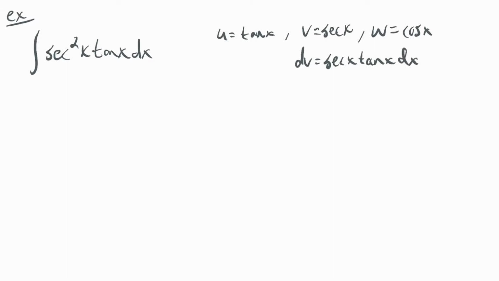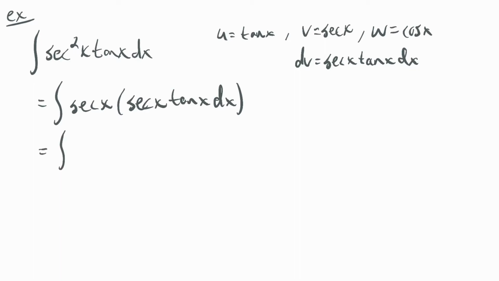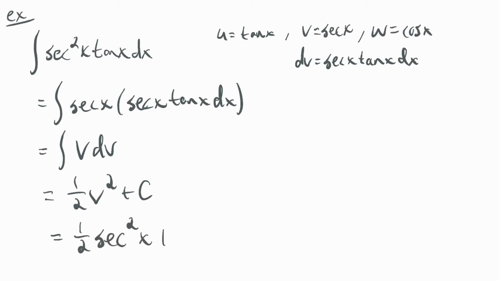Okay, so I need to peel off one of these secants and borrow it and use it to pair with tangent to make dv. So this is secant x times secant x tangent x dx. Okay, so this is going to be an integral of v dv, so 1/2 v squared plus c. So this will be 1/2 secant squared x plus c.